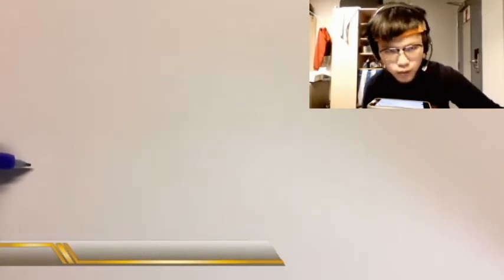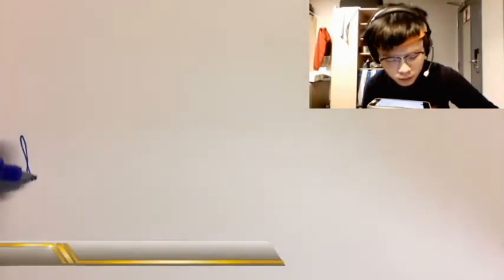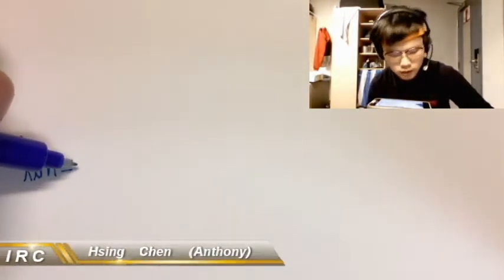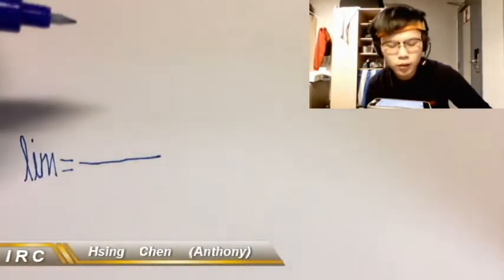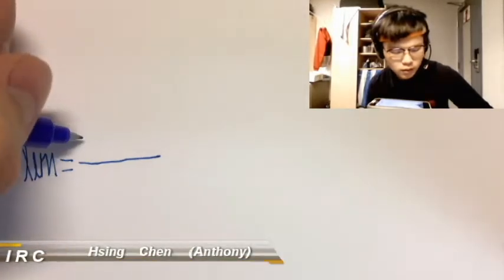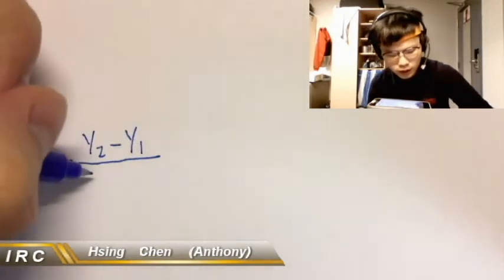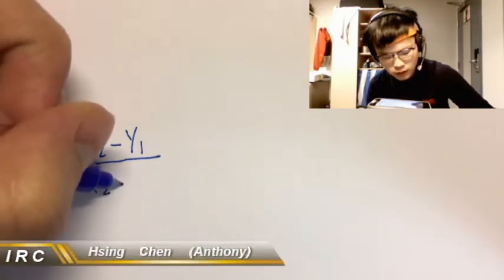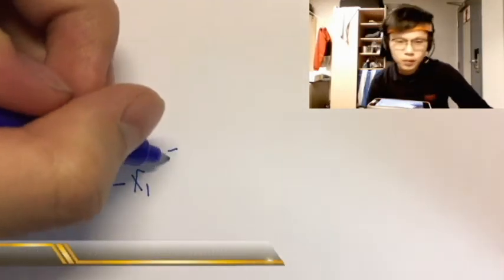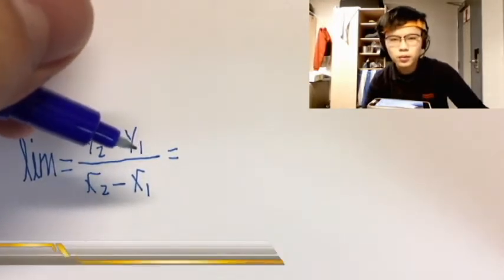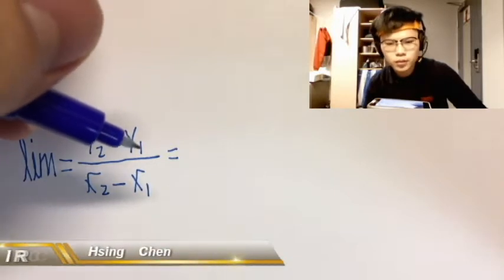So let's begin to define the formula for the limit in order to calculate the slope. First, limit equals, and as we learned in advanced functions, the formula to calculate slope is y2 minus y1 over x2 minus x1. But now we are doing the limit, so let's make some changes.